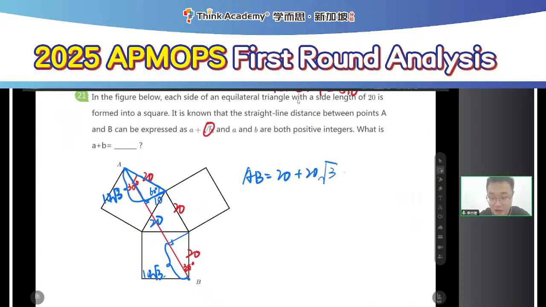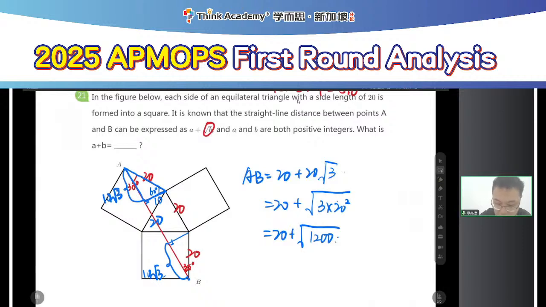But this time, we want to make A plus root B. So we should multiply this 20 inside the square root. So now 20 times 20 squared. So now it's 20 plus 1200. Sorry, 1200, right? So now A is 20, B is 1200, so it's 1220, right? It's 1220. Okay, so that's 21.